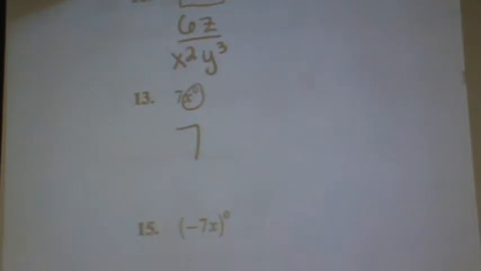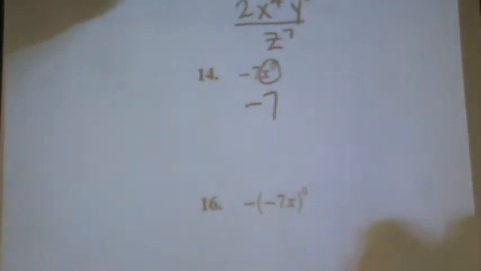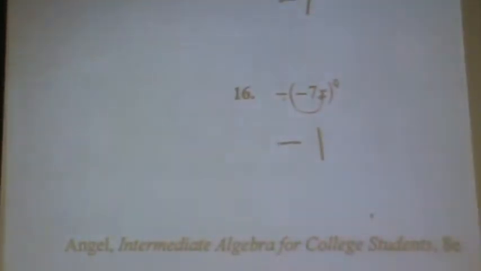Number 13, anything to the 0 power is 1, so it's 7 times 1, which is 7. Number 14, you've got negative 7 times 1, which is negative 7. Number 15, the whole thing is raised to the 0 power, so that would be a 1. And number 16, this whole thing is raised to the 0 power, so that's 1, and you've got a negative outside, so it's negative 1.